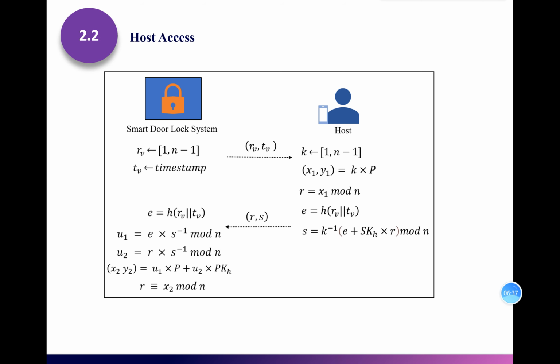If the host wants to open the door, the host first sends the unlocking request to the door lock, and the authentication module generates a random value and a timestamp and sends it to the host. The host generates the signature by these equations and sends it to the authentication module. The host can get door access once the signature is verified successfully.